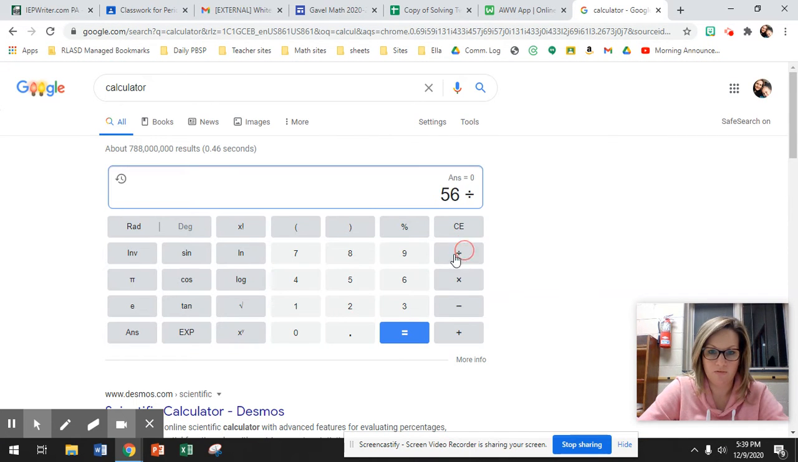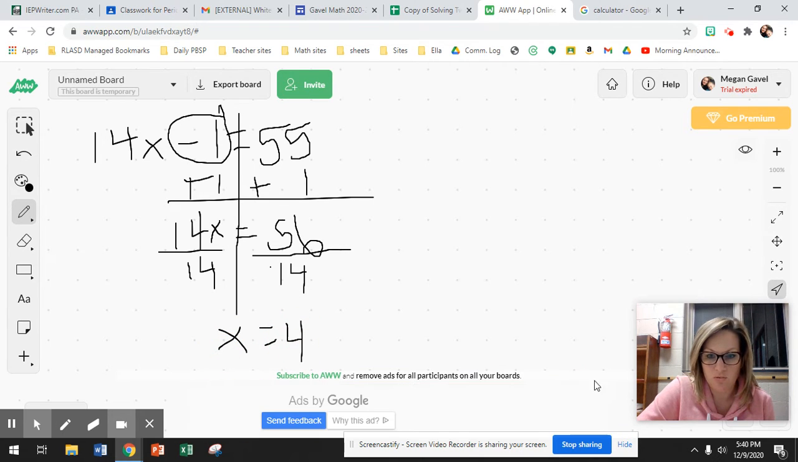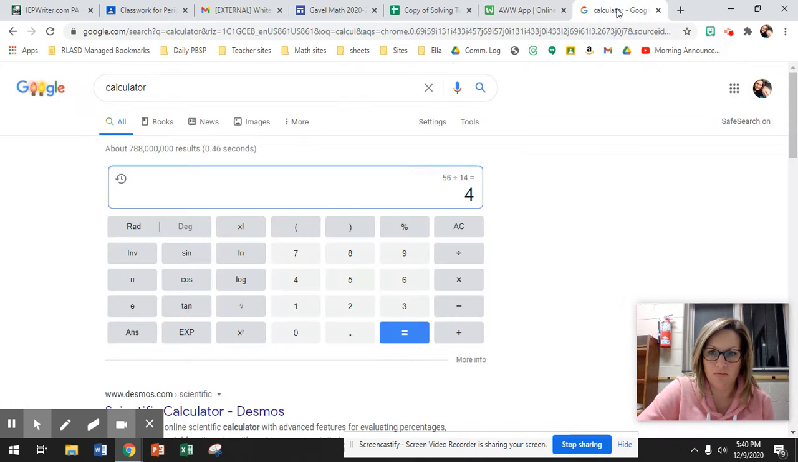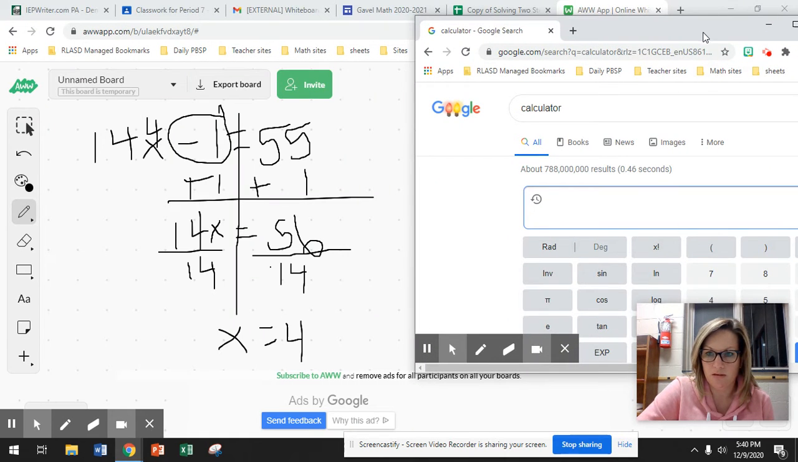Six divided by 14 equals 4. Over here, x equals 4. I'm going to check just to make sure. 14 times 4 minus 1 equals 55. 14 times 4 minus 1, here, I'm going to make it smaller, equals 55.